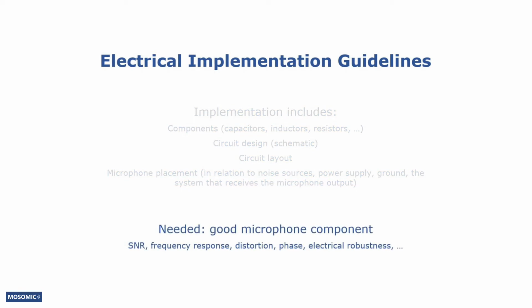The basis for a good microphone implementation is a good microphone component. It should have a low self-noise, high SNR, flat frequency response at the used sound frequency range, low distortion at the sound pressure level range the microphone will be used for, and good phase behavior. The microphone should also have high electrical robustness, immunity to radio frequency disturbances, to disturbances in the power supply, and to disturbances in the electrical ground.